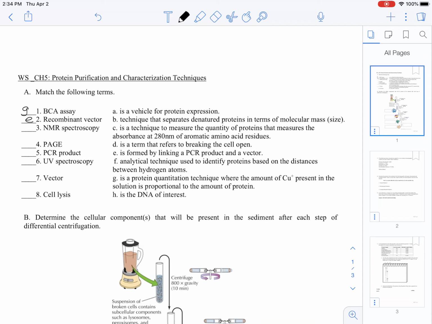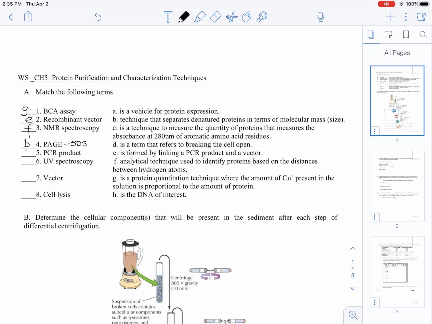3, which is NMR spectroscopy, is letter F, which is an analytical technique that is utilized to identify proteins based on the distances between the hydrogen atoms. Number 4, page, is letter B, specifically because it says a technique that separates denatured proteins. We're talking about SDS page. Remember that native page does not have samples that are denatured. And this technique is separating the samples according to mass.